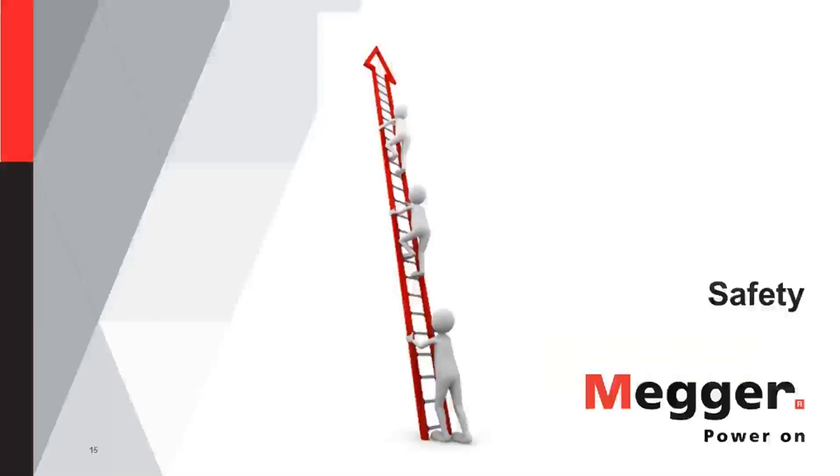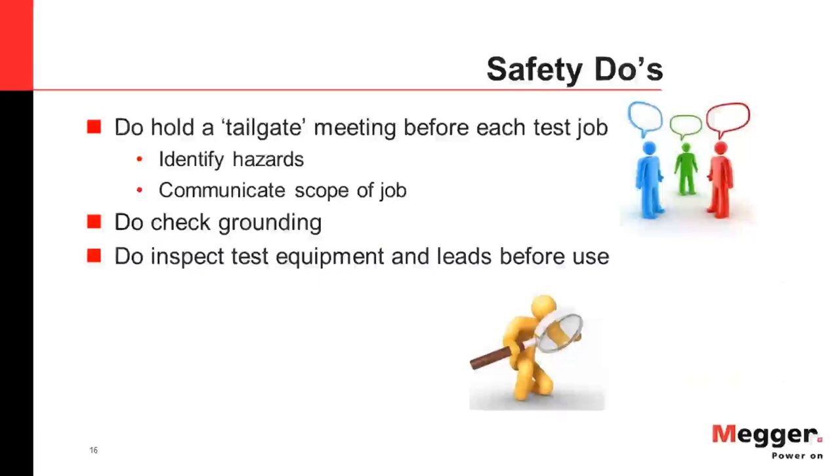So beginning with safety do's, do hold a tailgate meeting before each test job. We naturally raise our safety awareness when we talk about what we're about to do from a safety perspective. And these meetings challenge us to think of hazards that haven't been identified. Other colleagues, in fact, may open our eyes to risks that they closely identify with because of their unique experience that isn't so familiar to us, and vice versa.